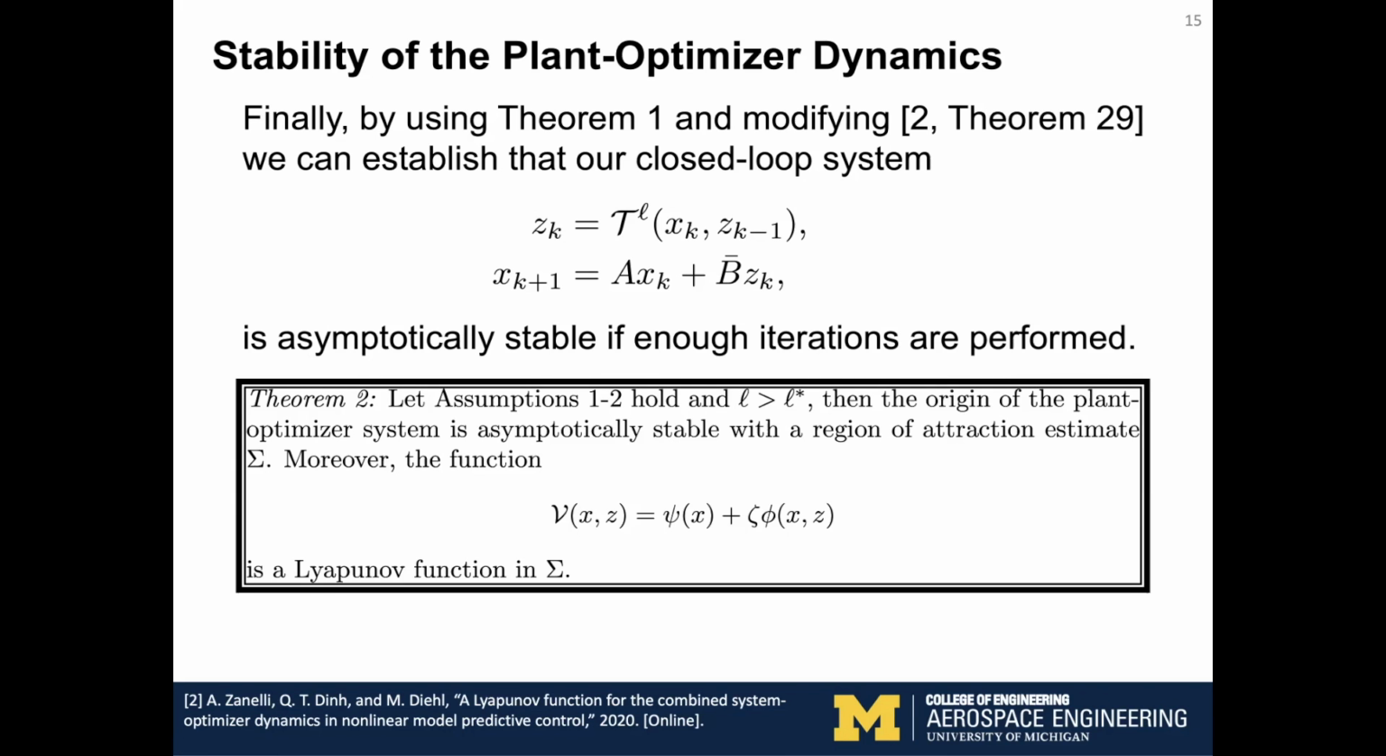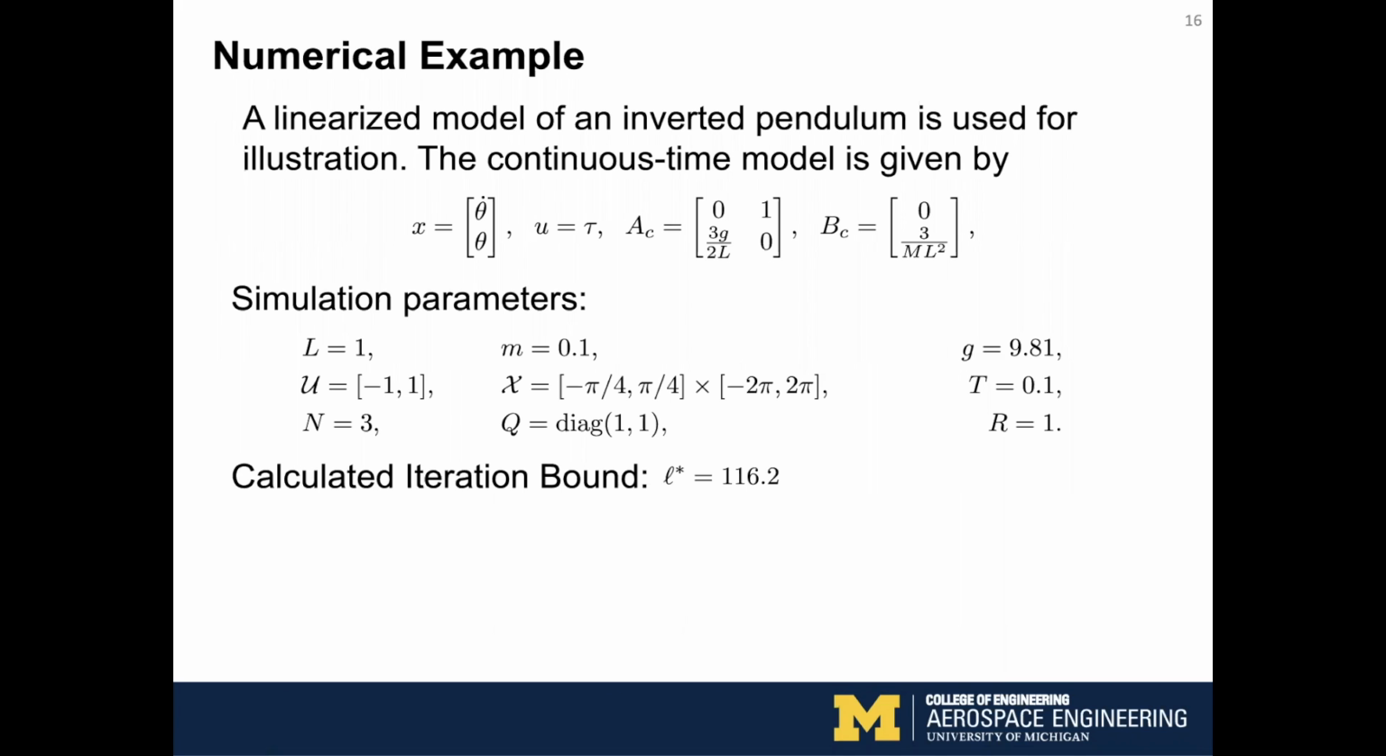So in summary, what we have proven is that if we do enough iterations with our time-distributed model predictive control strategy, then our closed loop system in the expanded state space is asymptotically stable, and with an analytical region of attraction estimate sigma, which we can compute, and with a known Lyapunov function. So now we'll show an illustrative example to demonstrate some of these theoretical concepts.